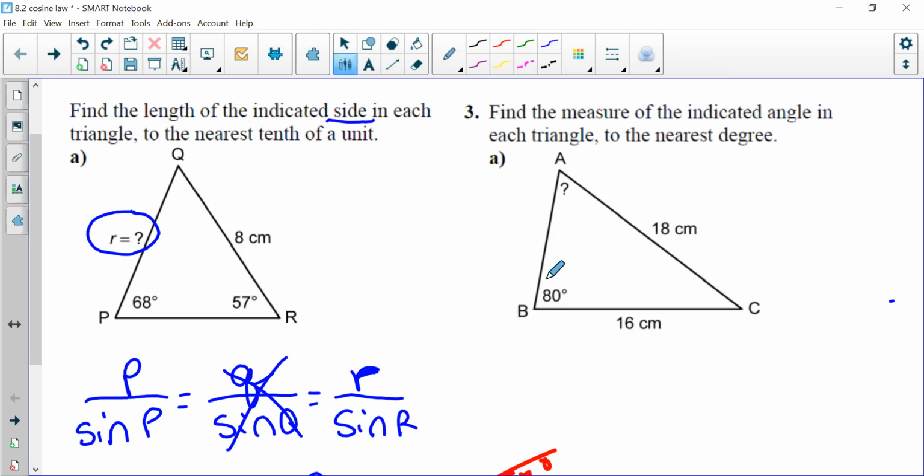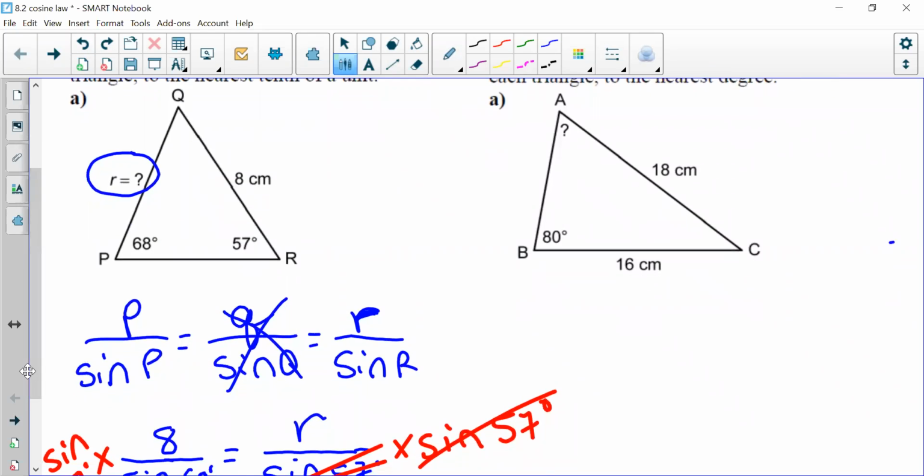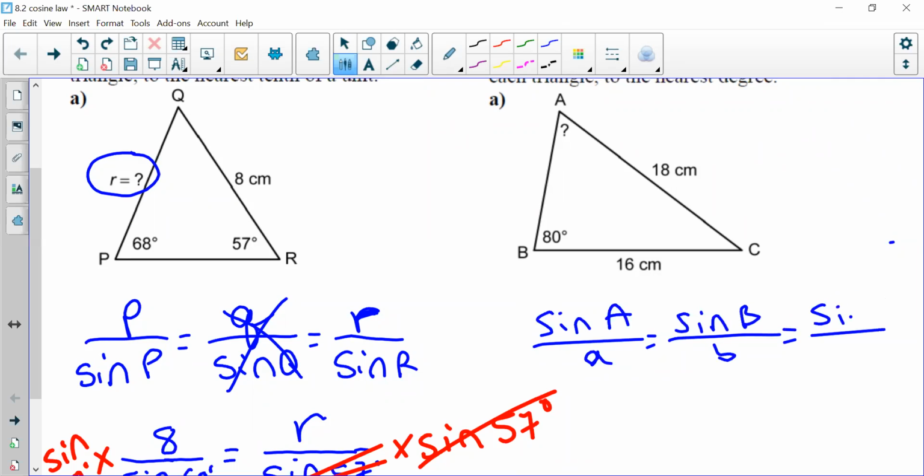Okay, so we already determined this is sine law because I've got this loop right here. Am I solving for sides or am I solving for angles? Angles. Perfect. So my angles need to be in the top. So flip the whole formula upside down. This is an ABC triangle, so that's nice. So I'm going to have sine A, angles in the top, over lowercase a, because that's my sides in the bottom, equals sine B over side B equals sine C over side C. What do I know?